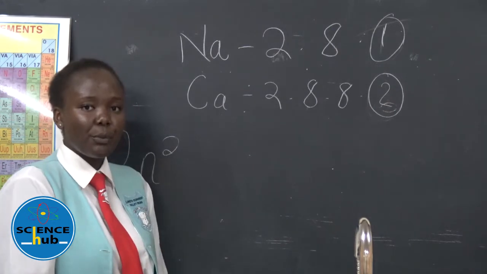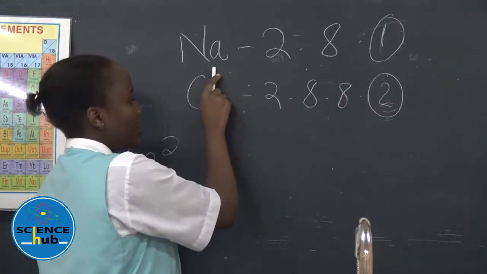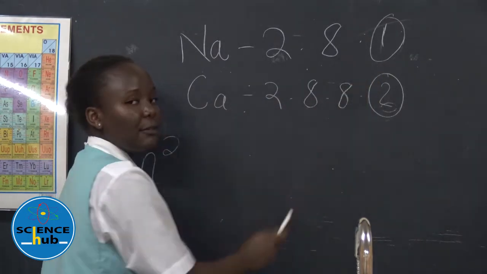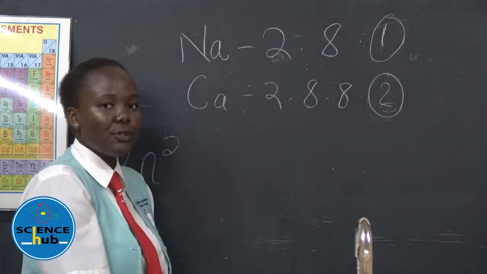In order to get the group of the different elements, we look at the last electron. Sodium has the last electron as 1, therefore it's in the first group, while calcium has the last electron as 2, so it will be in the second group.